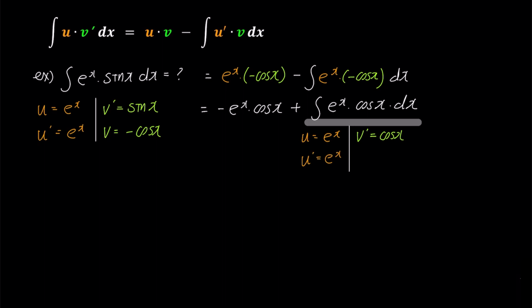Then u prime becomes e to the power of x, and v becomes sine x. To make it easier to see, let's write our problem in yellow. Integral e to the power of x times sine x dx is first written down as negative e to the power of x times cosine x. And then we write down the terms we just found through the integration by parts.